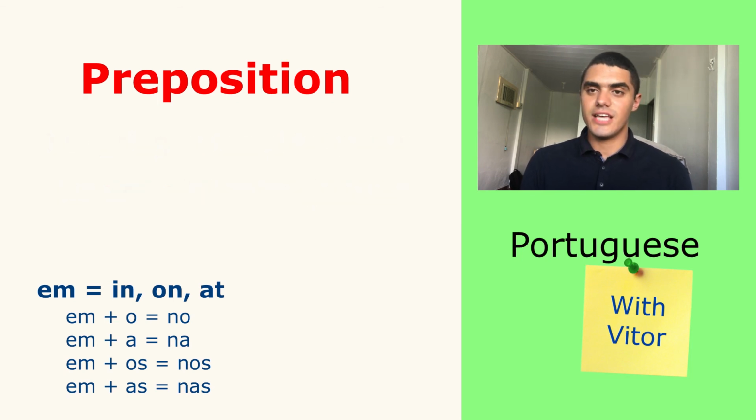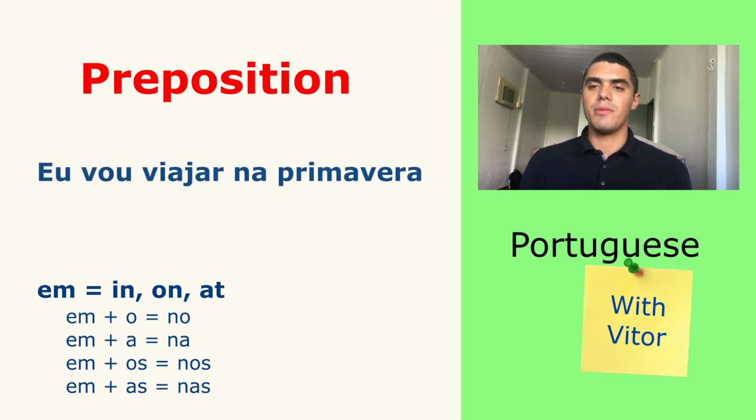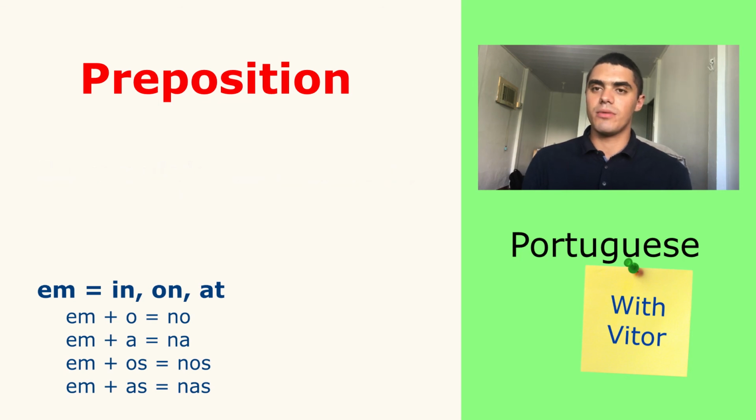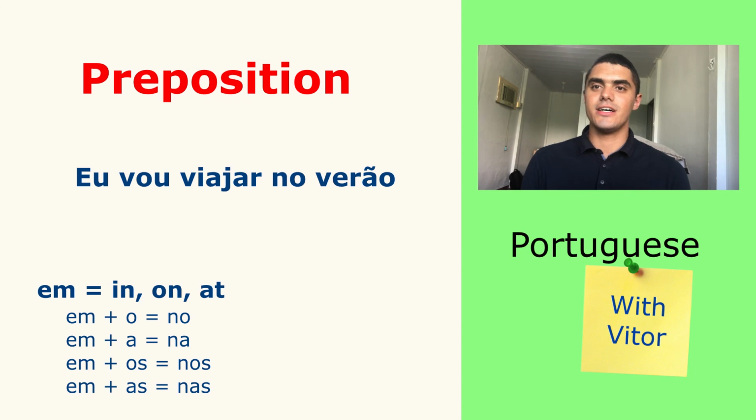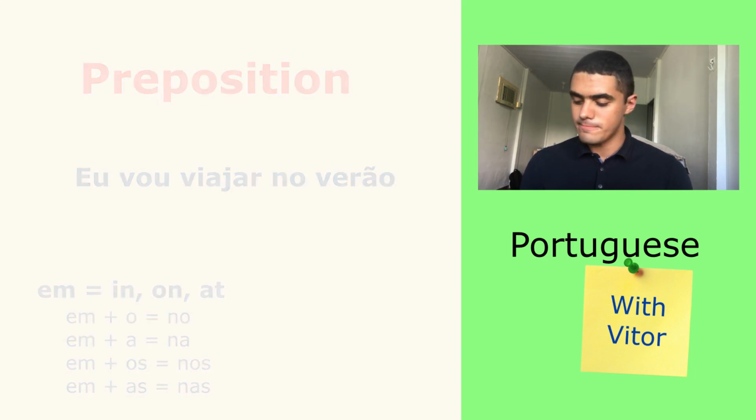And season, the same happens with days of the week. Eu vou viajar na primavera, because it has the article. Same happens with summer. Eu vou viajar no verão. It's the preposition em plus the article o. Okay?